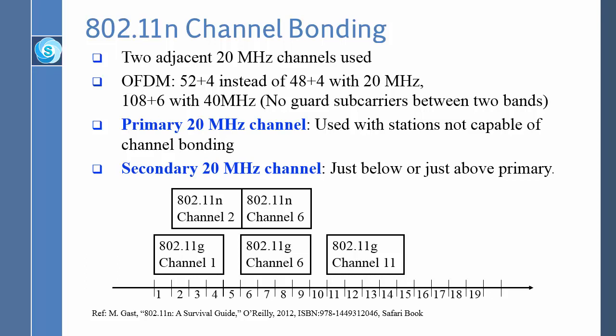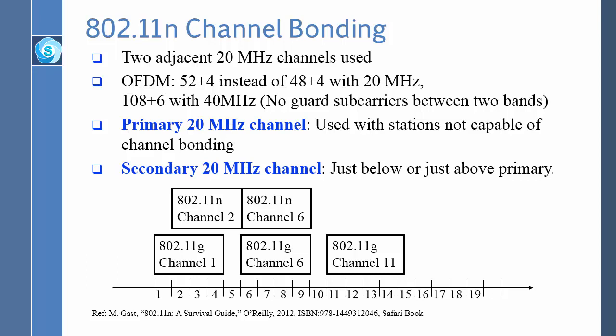So two adjacent channels. Okay, so 52.4. Now you can do some better optimization. With 20 megahertz, they had numbers before that they said we use 48 for data and 4 for pilot. Right? With 40 megahertz, you can do 108 for data and 6 for pilot. You see? So it is better than a factor of 2, because they're next to each other and you don't have to do some of the pilots and so on and so forth. So you save some and you don't have a guard subcarrier.